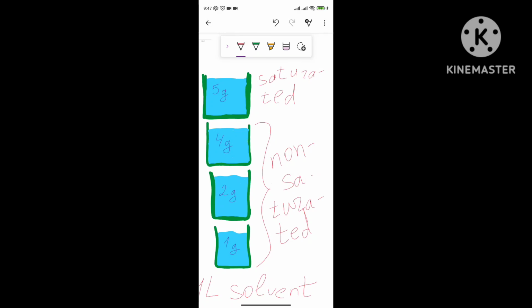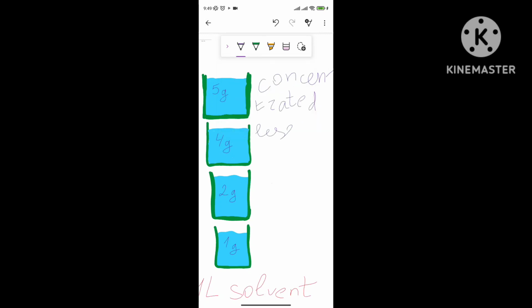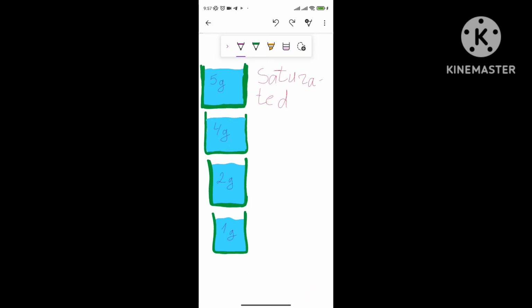However, in the case of 4 grams, we see that we are missing just 1 gram. Yes, a little bit is missing, and we need to add a little bit of solute to make it saturated. In this case, we can say that this solution is concentrated. In the next 2 cases, we can say that these solutions are diluted. They are not concentrated because, look, we have only 2 grams or 1 gram, so in order to make it 5 grams, we need 3-4 grams.